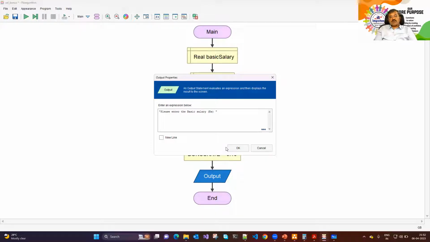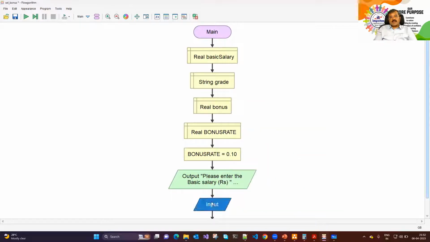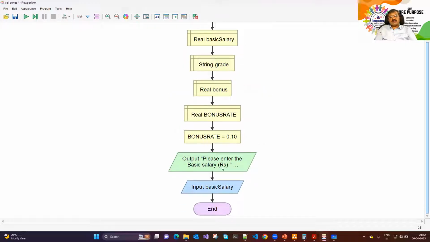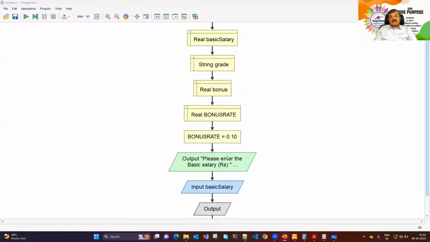And I do not want to go to the next line. And then I take the input, and my input over here is basic salary. So please enter the basic salary. We input the basic salary. And once you have taken the basic salary, I again output the message to the grade.